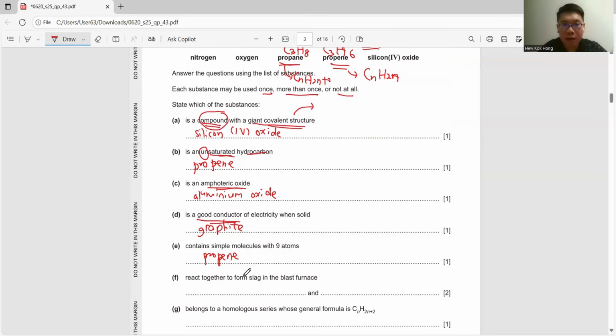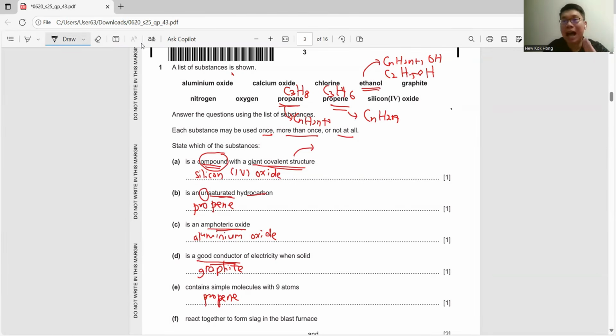F. React together to form slag in the blast furnace. When we are dealing with iron ore, we will use coke to extract the oxygen out. Meanwhile, we will add calcium carbonate. After thermal decomposition, it will form calcium oxide. Calcium oxide will react with silicon(IV) oxide to form slag.